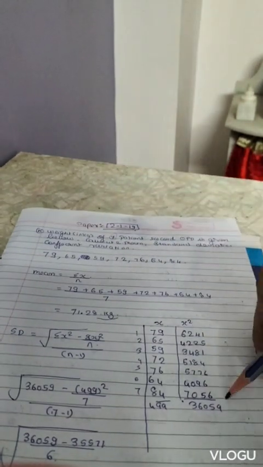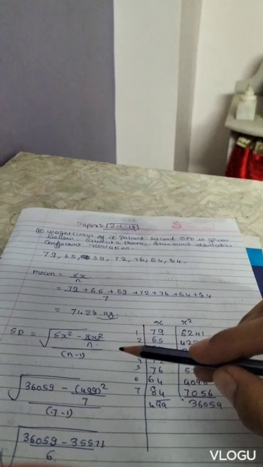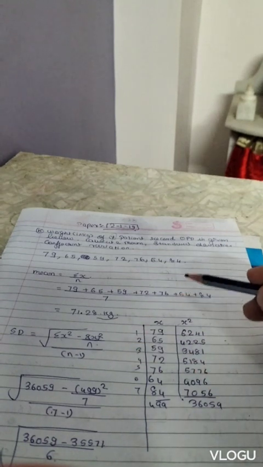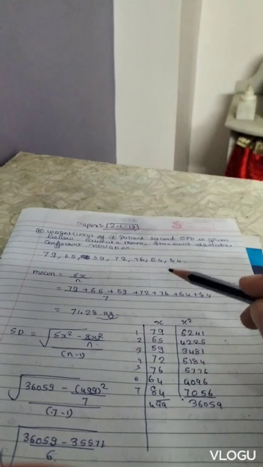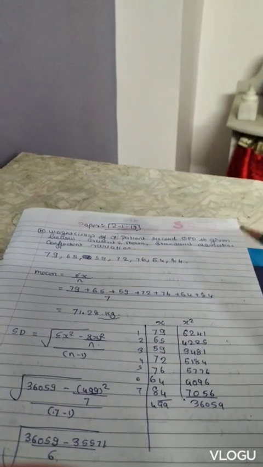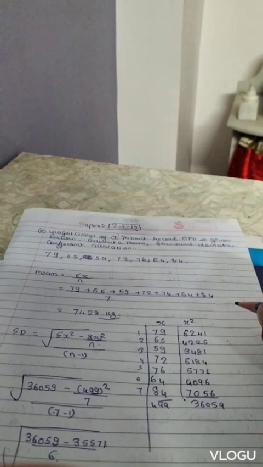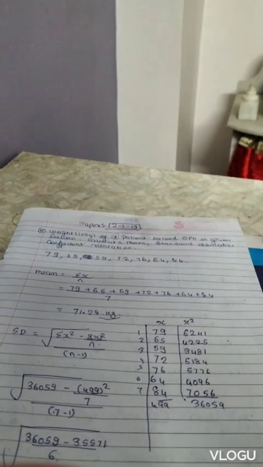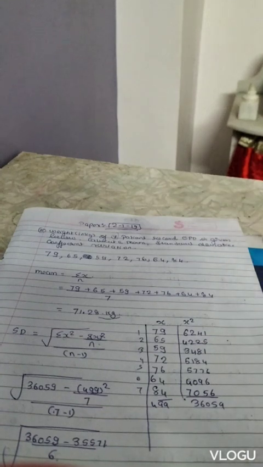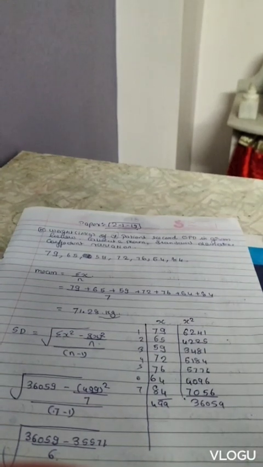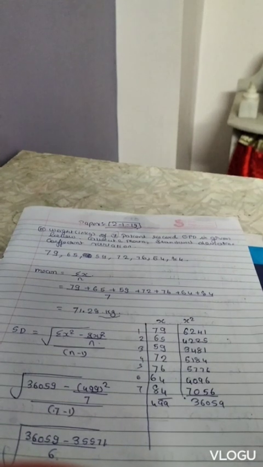Then x square also. To solve the standard deviation, there are mainly two methods. There is another formula also by which you get your standard deviation sum. I have done this on my channel also, you can watch it. And the previous year paper of 2022 is also on my channel. I will link it in my description box. You can surely check this also.